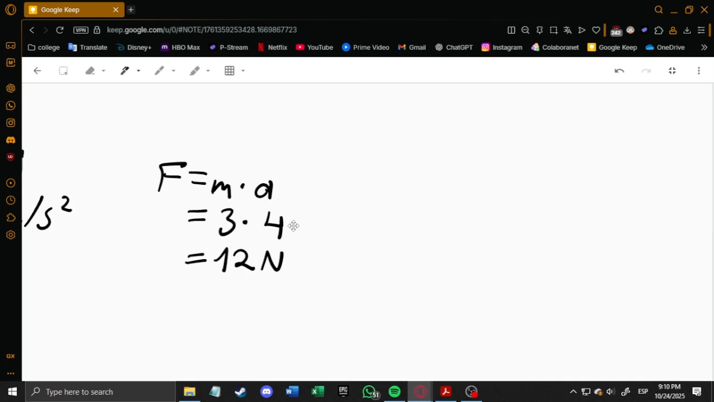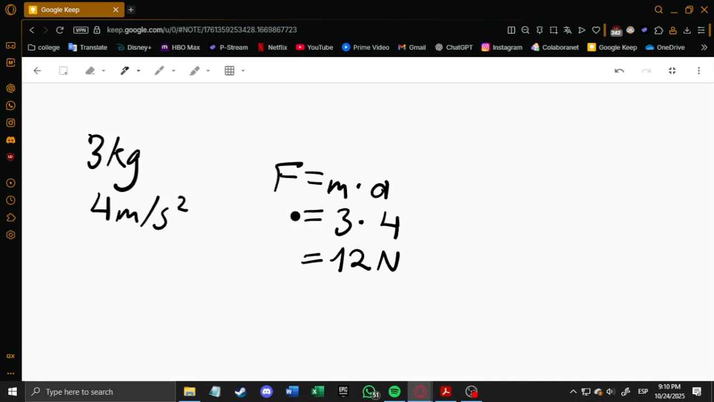And basically that is Newton's three laws of motion. They are the foundation of physics.